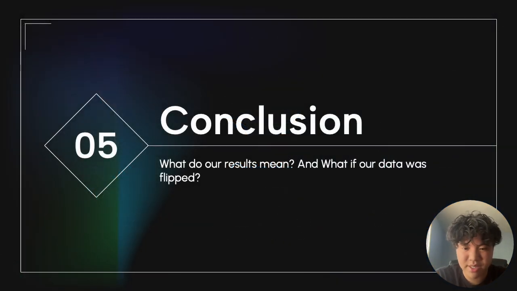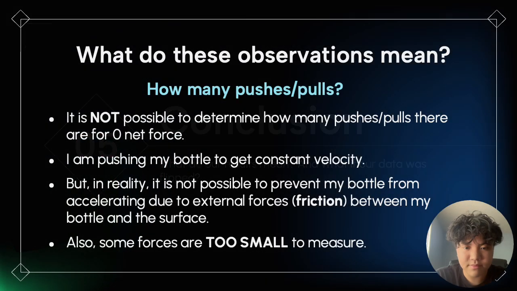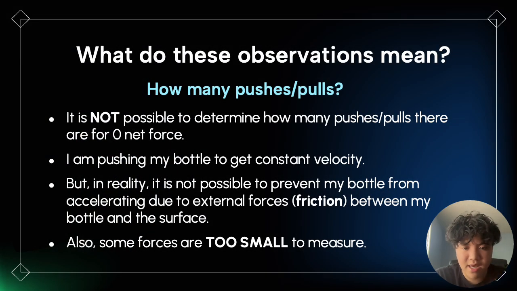So what do our results mean, and what if our data was flipped? What do these mean, and how many pushes and pulls could be determined? It's actually not possible to determine how many pushes and pulls there are for a zero net force. I'm pushing the bottle at a constant velocity, but it's not possible to prevent my bottle from accelerating due to forces like friction or air resistance between my bottle and the surface. Also, some forces are too small to measure.